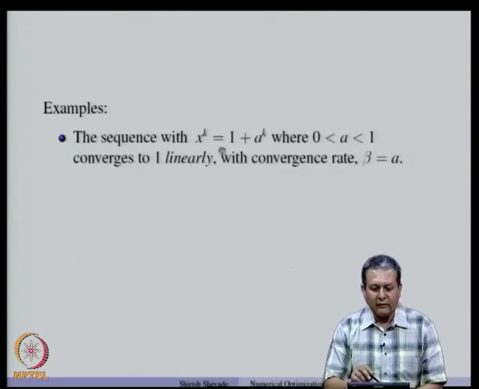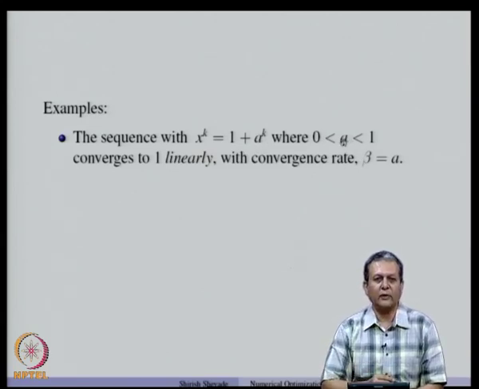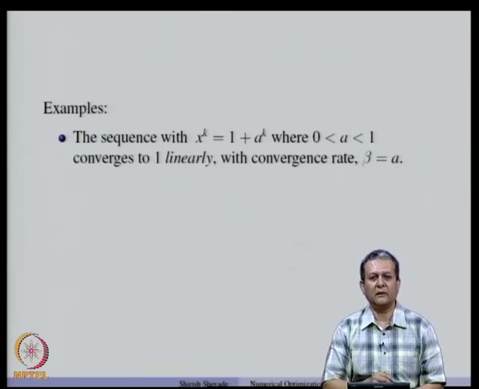Let us consider the sequence xk equal to 1 plus a to the power k, where a is a positive fraction. Since a is a positive fraction, as k tends to infinity, xk tends to 1. One can verify that this sequence converges linearly with the convergence rate beta equal to a, and this is a fraction. So, this is a linear convergence with 0 less than beta less than 1.